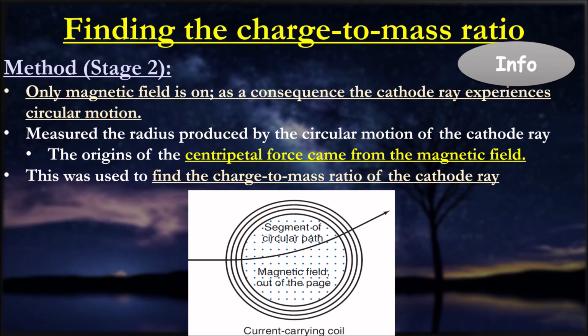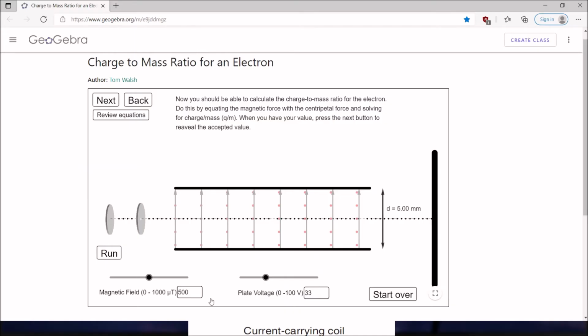Okay, so the next thing he did was turn off the electric field and only allow the magnetic field to be in action. So let's put it all the way down and run this again. Okay, so you see that pattern there. Now what you might not be able to see is this is a formation of a circular path. So if we have a circular path forming, we're getting centripetal acceleration. So what we're going to try and equate here is the strength of the magnetic force and centripetal force, and from that we are going to work out the charge to mass ratio of this electron.